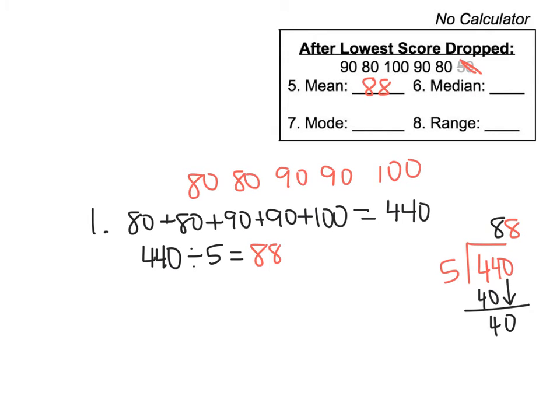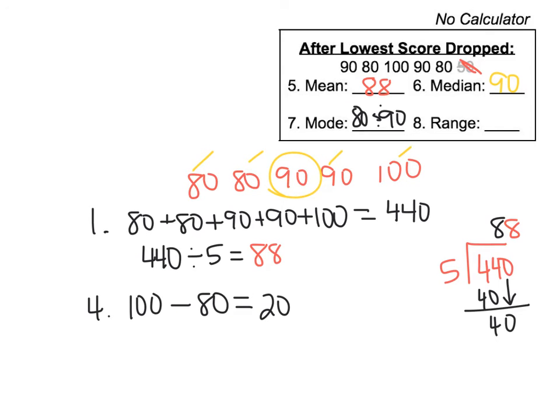My median is the center number. So there's 2 numbers on this side and 2 numbers on this side, so my median is 90. My mode is the number that appears the most. Once again, that's still 80 and 90 because they both appear twice. And my range, the difference between my highest number and my lowest number. In this case, my lowest number is only 80, so it has a range of 20.